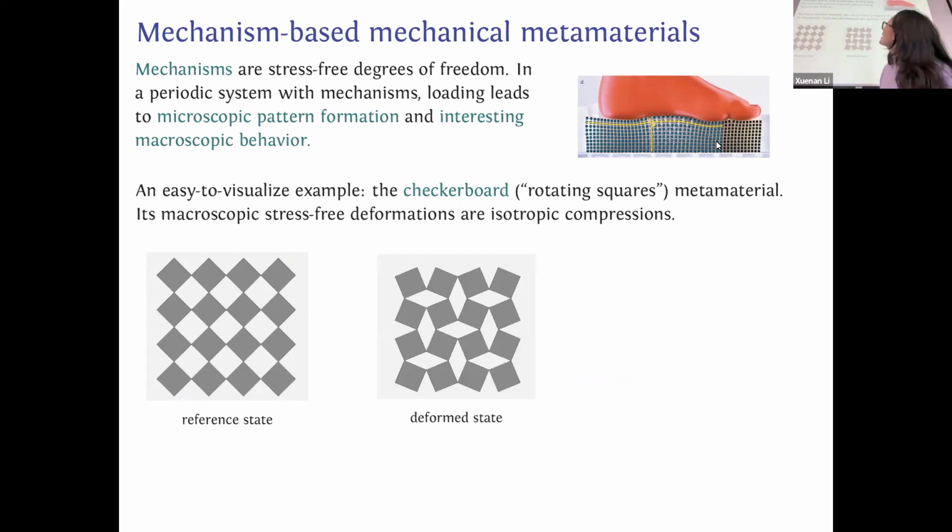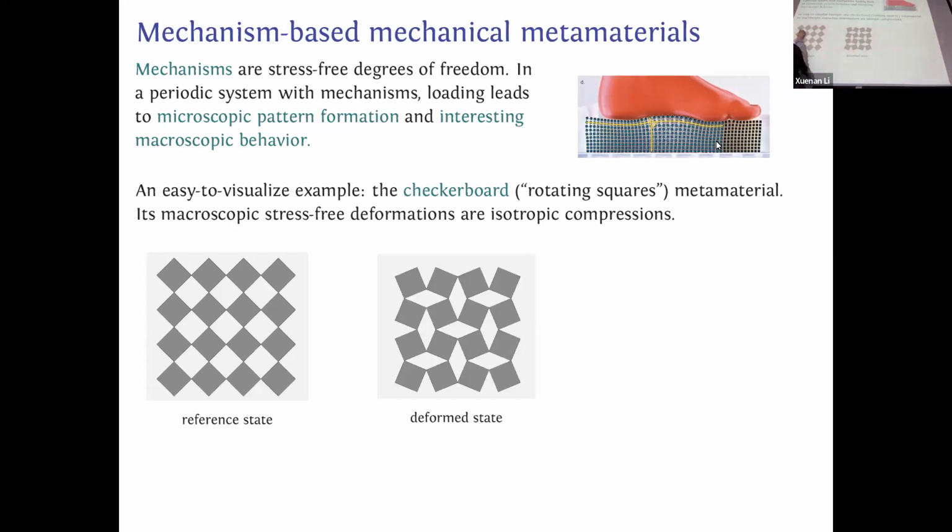This part is called the mechanism-based mechanical metamaterial. The most important thing here is a mechanism, so I want to show what we mean by mechanism. Let's start by thinking about a checkerboard metamaterial. You have an elastic sheet, and you draw the checkerboard pattern on it, so you have black panels and white panels. Now you bring a scissor and cut the white panels out. You cut it in a very specific way so that the black panels still connect to each other, and they're connected by a very thin hinge.